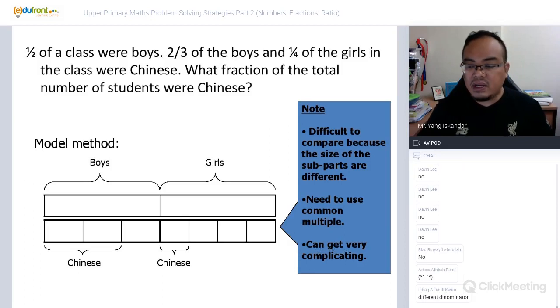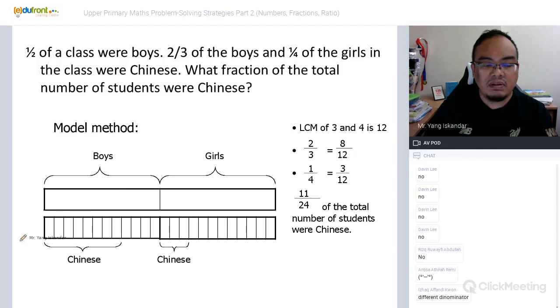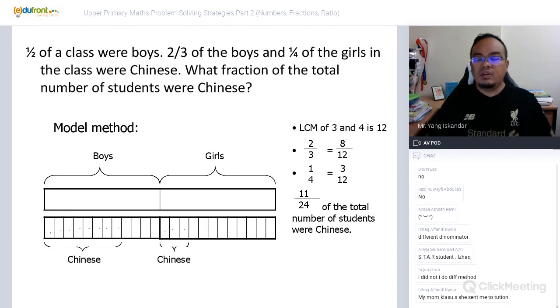What you need to do is cut into smaller pieces. How? You need to make it into 12. 1, 2, 3, 4, 5, 6, 7, 8, 9, 10, 11, 12. Then after that, you count. For boys, how many? 1, 2, 3, 4, 5, 6, 7, 8. And girls, 1, 2, 3. 8 plus 3, you get 11 out of 24.